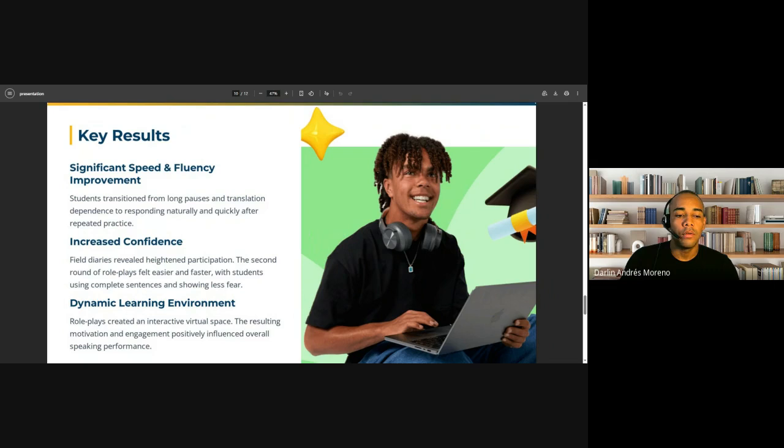And the results were a significant speed and fluency improvement. Students transitioned from long pauses and translation dependence to responding naturally and quickly after repeated practice. Increased confidence: field diaries revealed heightened participation. The second round of role plays felt easier and faster, with the students using complete sentences and showing less fear. Dynamic learning environment: role plays created an interactive virtual space. The resulting motivation and engagement positively influence overall speaking performance.